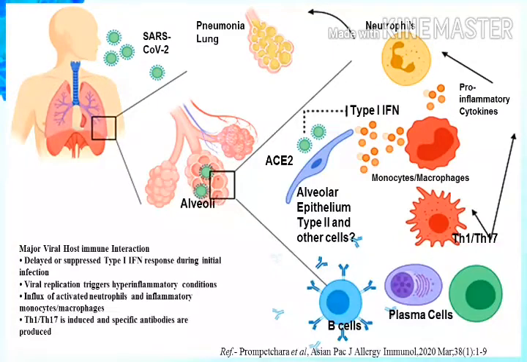Now, this is a diagrammatic representation showing how our immune system works. Here you can see the delayed or suppressed type 1 IFN response during initial infection. Viral replication triggers hyperinflammatory conditions, and those lead to the cytokine storm, an influx of activated neutrophils, inflammatory monocytes, and macrophages, which subsequently release their cytokines, and this cascade goes on. Then finally it leads to a very severe inflammatory response. Th1 and Th17 cells are cells of the Th lineage. Th1 and Th17 cells are pro-inflammatory cells. Th17 has been named so because it releases IL-17, interleukin 17. And this IL-17 secretion has been linked with the IL-6 pro-inflammatory response.